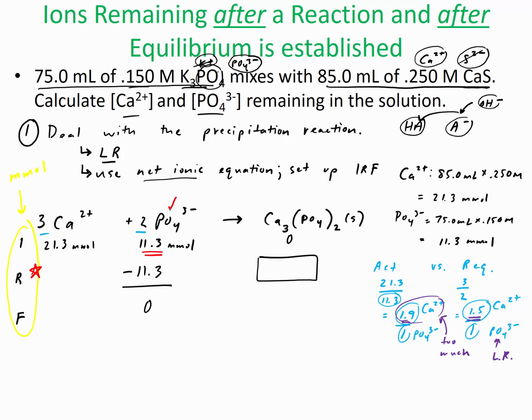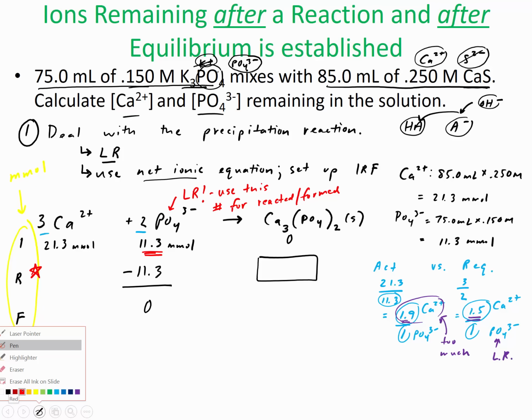Once you determine the limiting reactant, we use this number for the reacted and formed amount. So the amount of reacted reactant of the other reactant and the amount of formed product. So we use this 11.3 and then the mole ratios in the problem. Okay, so I'm going to use this 2 to 3 ratio to get this number, the amount of calcium that reacted. So I'll do that in red right here. So this star matches up this work right here.